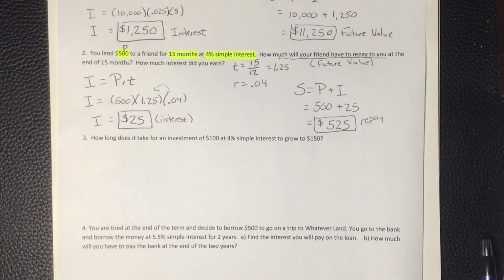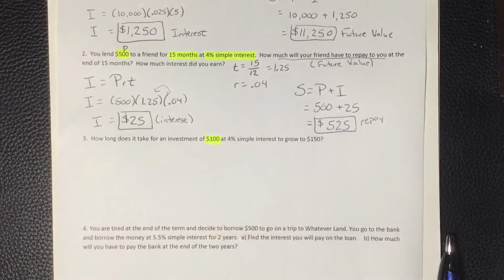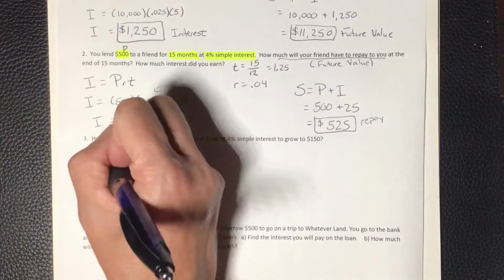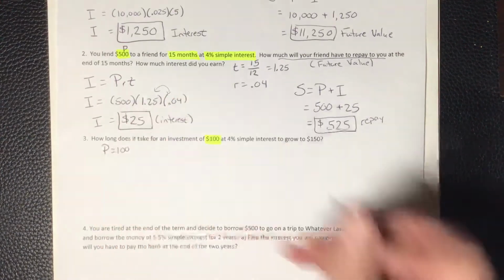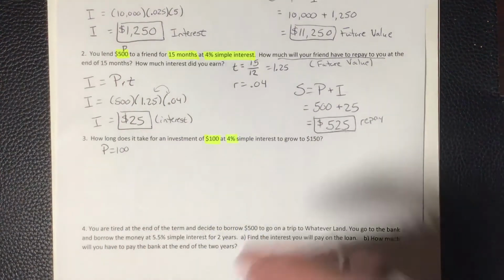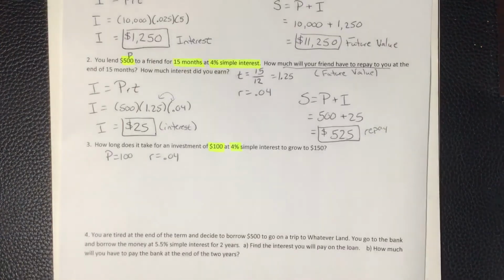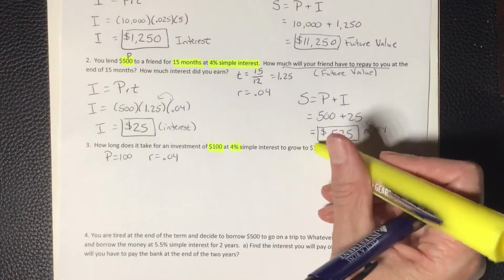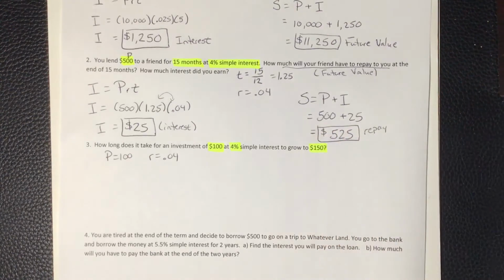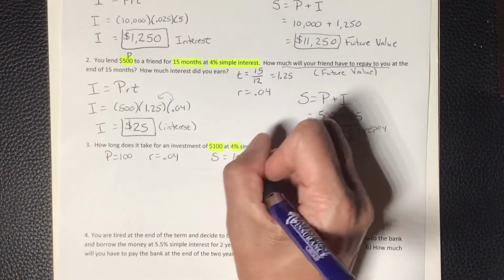Okay, so let's think about what we know. We know that our investment is $100. That's going to be our principal. So we know that P is 100. And we know we have a 4% interest rate, so we know that R is 0.04. And we know after a certain amount of time, we want it to be worth 150. So 150 is actually future value.